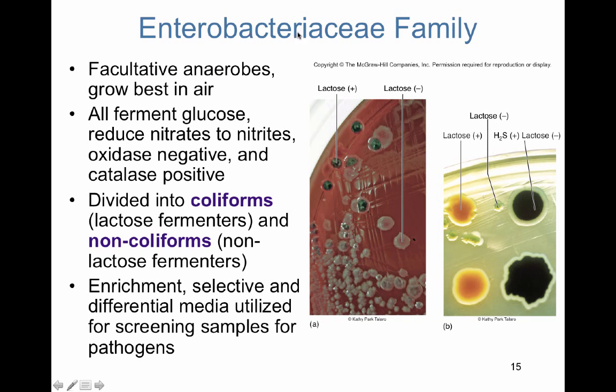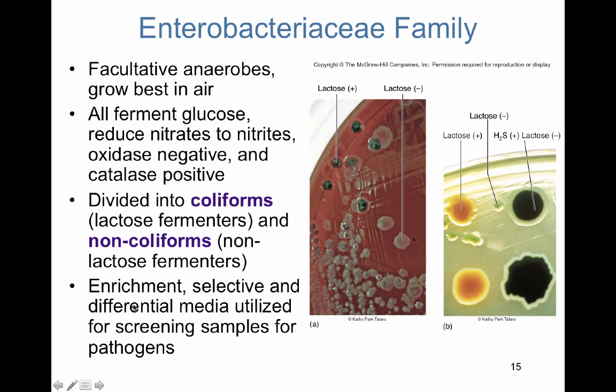So it is worthy to note here that within the enterics, they're divided up into two groups. One group is the lactose fermenters, and these are called the coliforms. Also, we have the non-coliforms, which are the non-lactose fermenters. All of them can ferment glucose, and reduce nitrates to nitrites, and they have catalase as an enzyme, part of their peroxidase system.